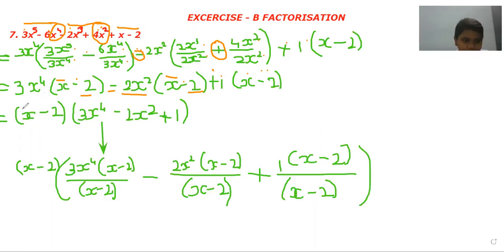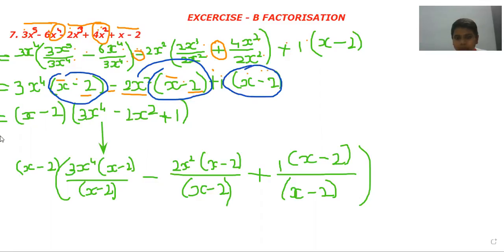So here x minus 2, right? Because here x minus 2 is common in all the three terms. x minus 2, x minus 2, and x minus 2. So we take x minus 2 as a common factor. So here 3x to the power 4 minus 2x square plus 1. That's because here, look below, x minus 2, right? Because this is the common factor, very important.